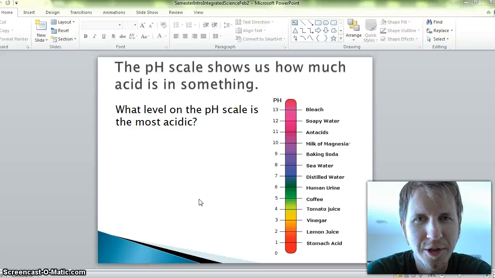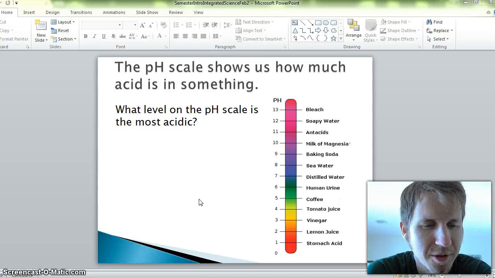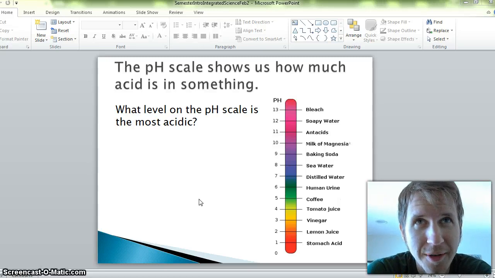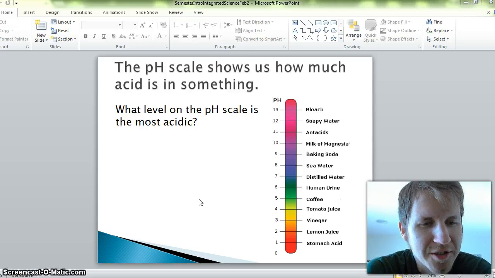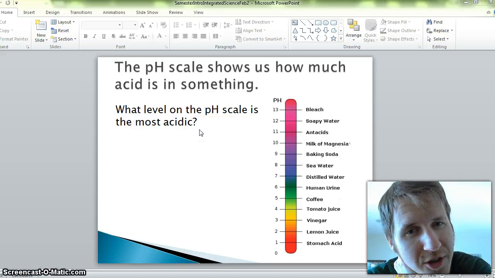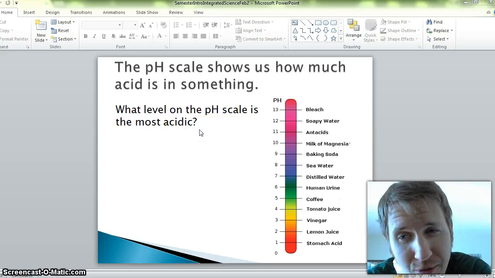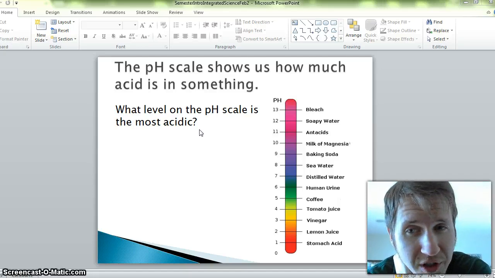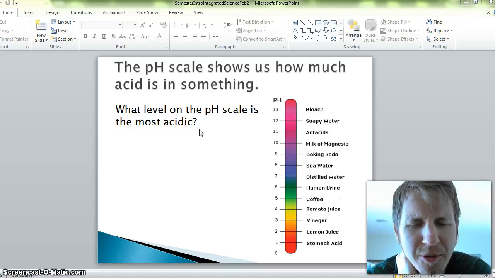Alrighty, good afternoon. What we're going to do today is an alternate form of the 1.03 pH in Minnesota lakes lab, and we're going to discuss how acidity in Minnesota lakes affects the organisms that live inside of those lakes. If you're not familiar, the pH scale shows us how much acid is in something. Just as a quick question, what level on the pH scale, from 0 to 14, do you think is the most acidic? Which level do you think is the most acidic?